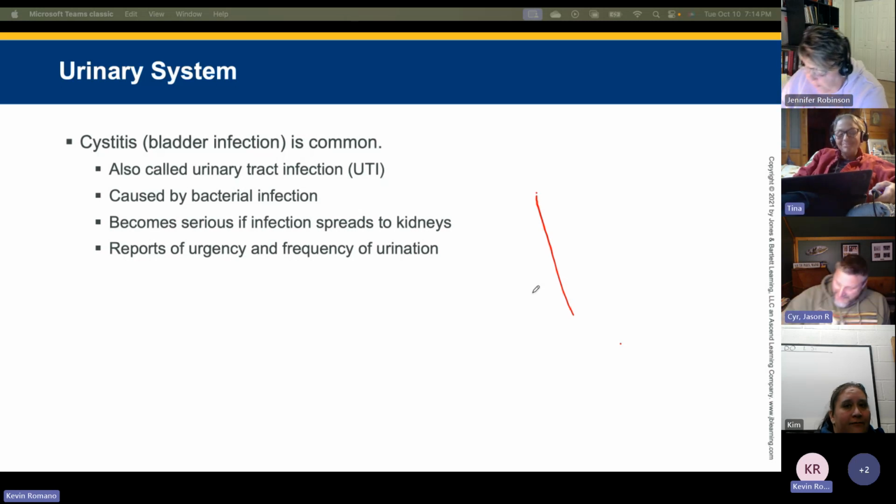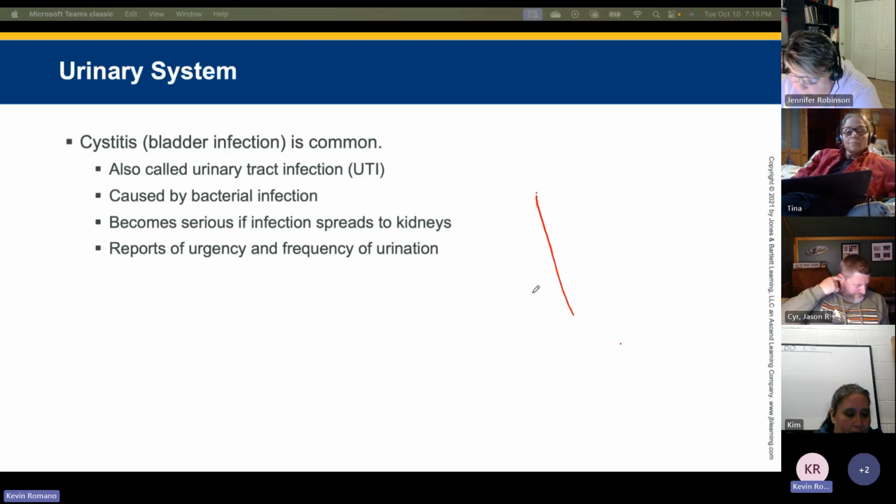So cystitis, or the bladder infection, is very common, right? UTIs are caused by a bacterial infection. Signs and symptoms would be midline lower abdominal pain, blood in the urine, urgency and frequency in urination, and pressure and pain around the bladder. The complications would be kidney infections. Keep in mind that UTIs can turn uroseptic. Urosepsis can kill people, right? So just because they have bladder problems and a fever and chills, it might not be pneumonia. It might not be that type of sepsis.